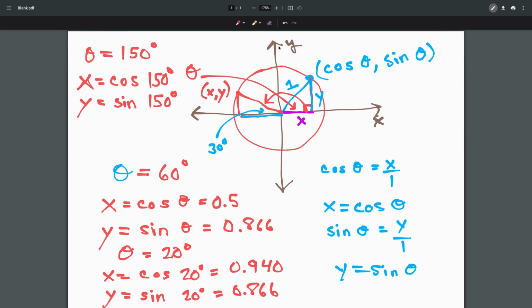X and Y are both going to be positive, so this is going to be positive, this is going to be positive. In this quadrant here, X is going to be negative, Y is still going to be positive. In this quadrant here, X and Y are both negative. And then in this quadrant here, X is going to be positive, but Y will still be negative. Hopefully that makes sense, and hopefully this video helped you out.